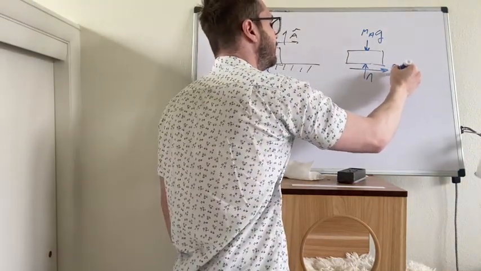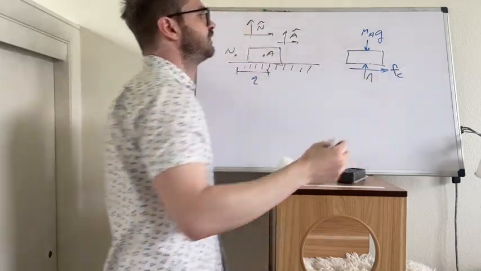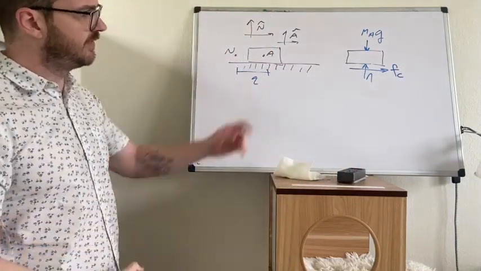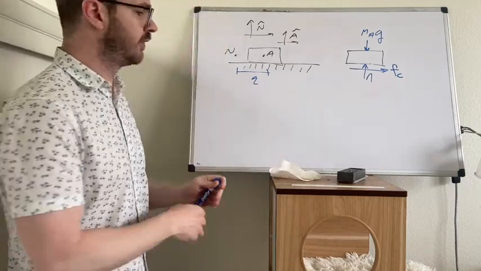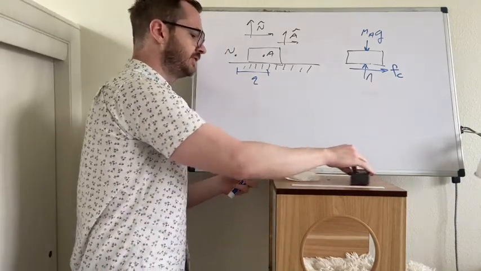So I'm going to call this one F_C. The C, I'm calling it like Coulomb. Coulomb friction is another word for sliding friction, so surface friction.